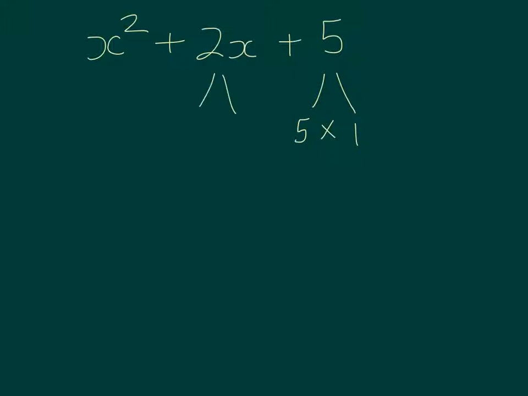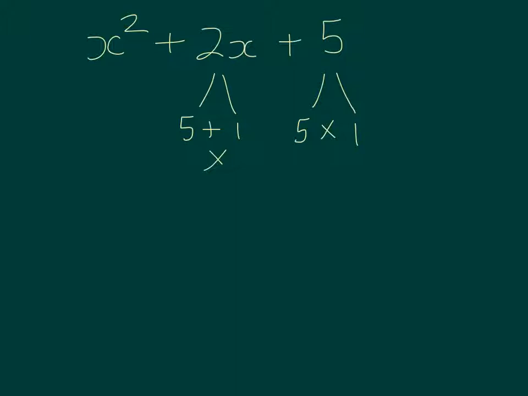This is a quadratic trinomial, x squared plus 2x plus 5. This quadratic trinomial can't have the same two numbers multiply to give me 5 and add to 2. So we have a problem. We can't use this method to factorize, and we need to use the method of completing the square.